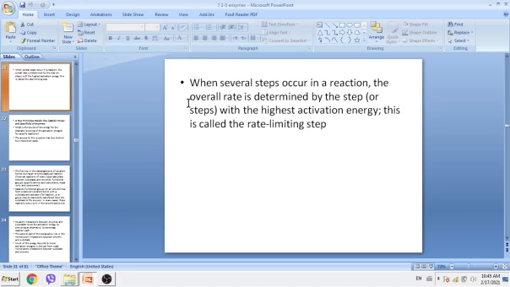When several steps occur in a reaction, the overall rate is determined by the step or steps with the highest activation energy. This is called the rate limiting step.